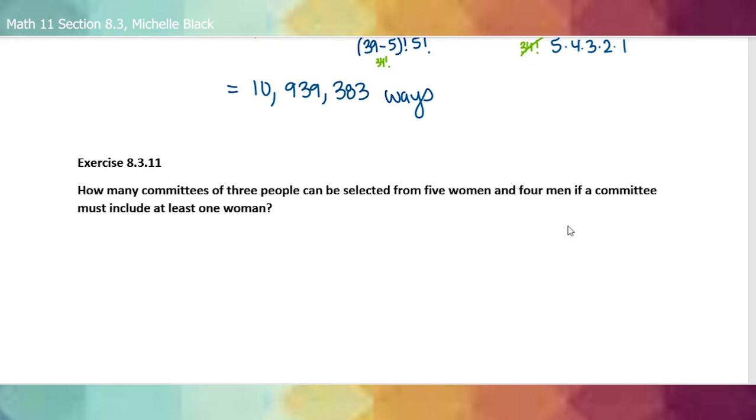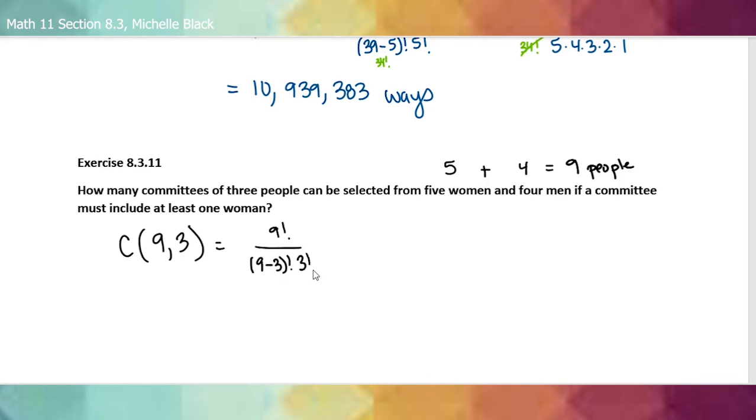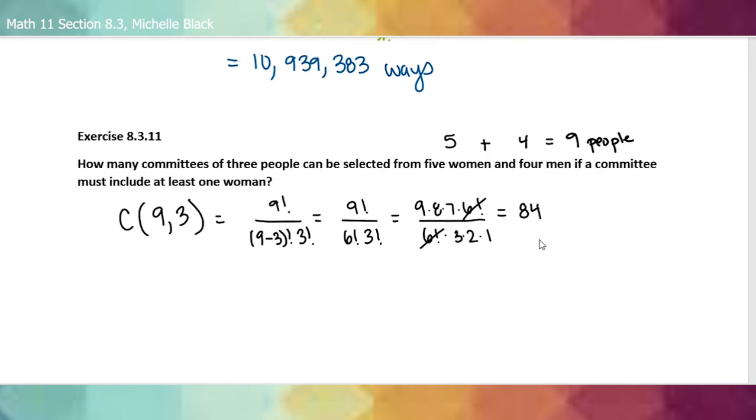Well, for starters, we can figure out how many different ways could you just make a committee of 3 people given these 9 people to pick from, right? So we have 5 women, 4 men, or in total, there are 9 people. So how many ways could I make a committee or a combination out of my 9 people if I only want 3 of them? So that's 9 factorial over (9 minus 3) factorial times 3 factorial. It's 9 factorial over 6 factorial times 3 factorial. So there are 84 different committees made up of 3 people out of the 9.